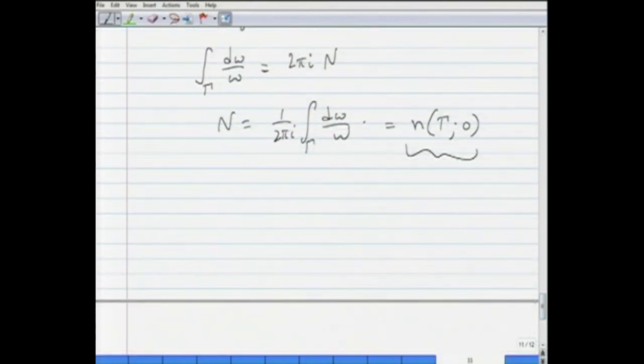So, what we will do is let A be an arbitrary complex number. So, let A belong to C, and apply counting zeros theorem.